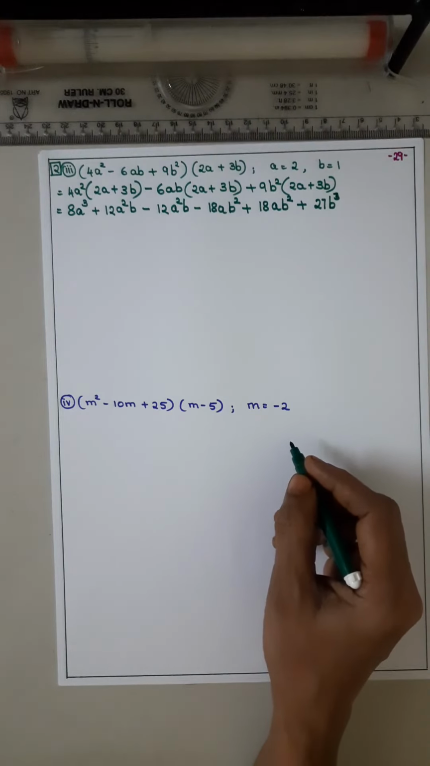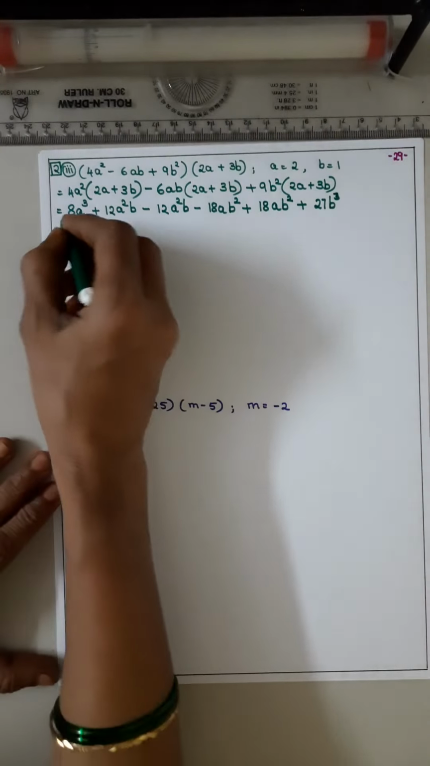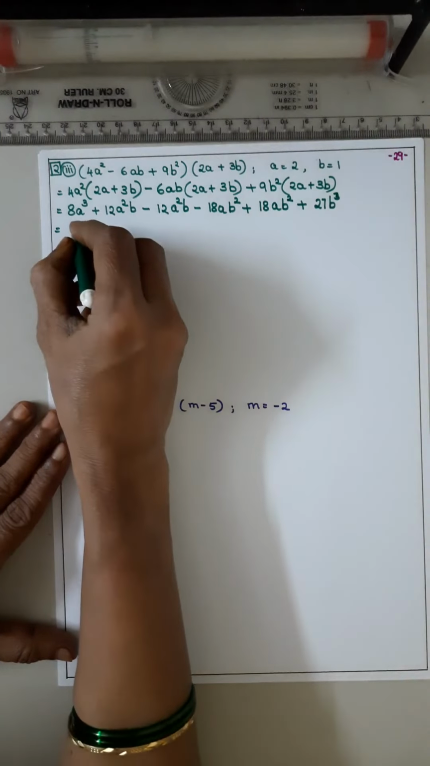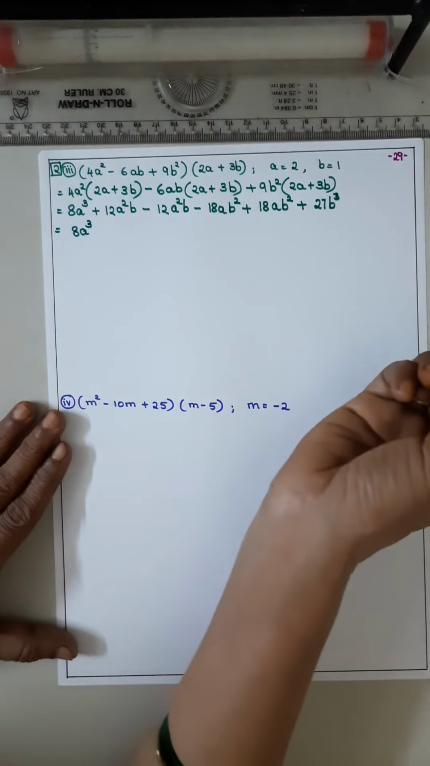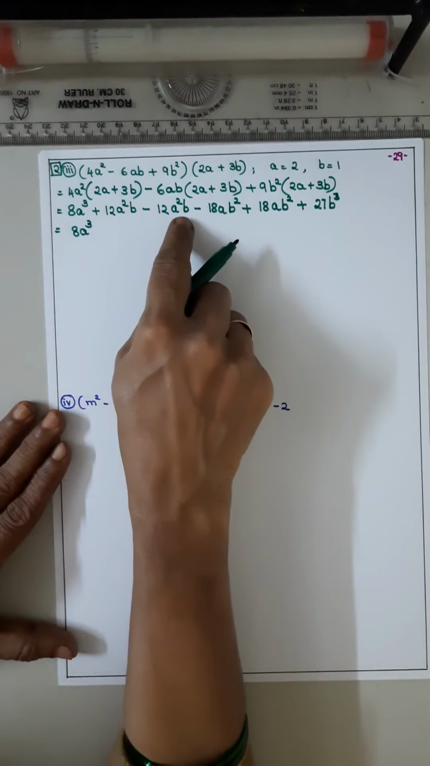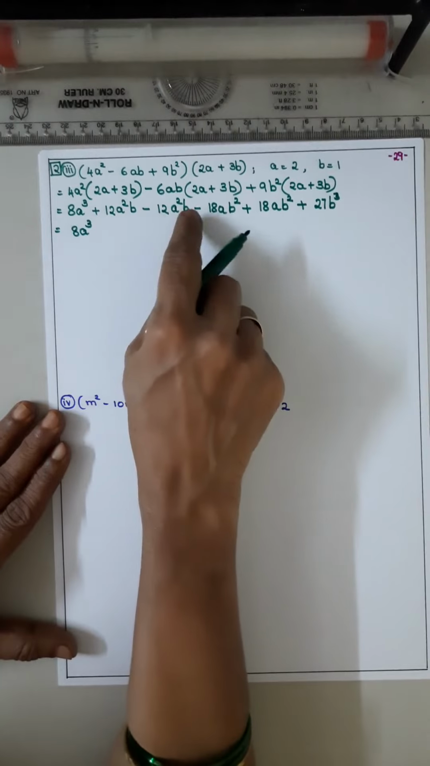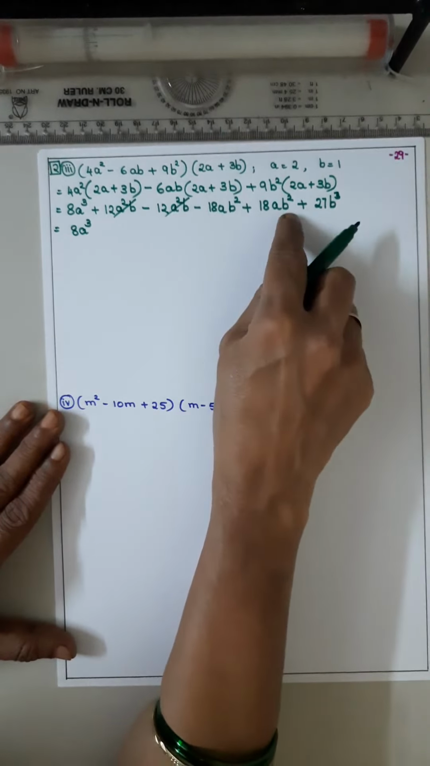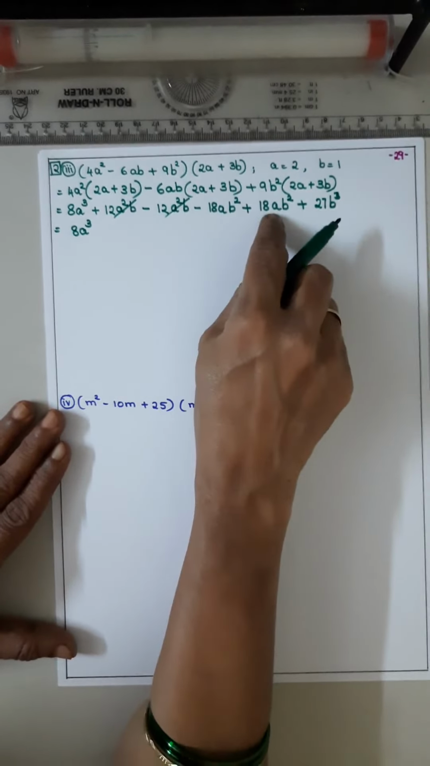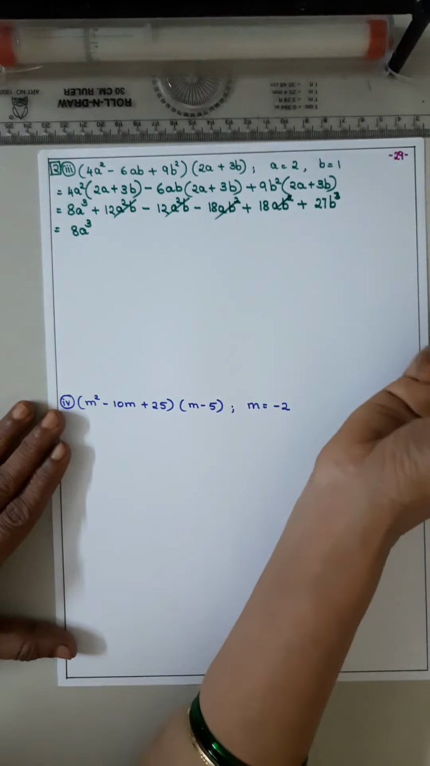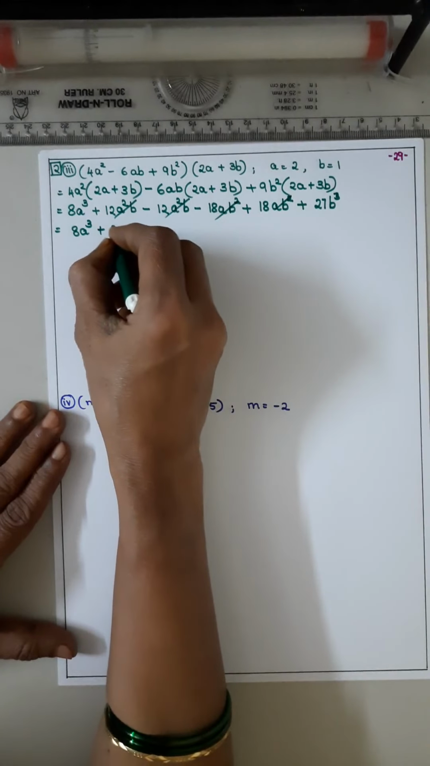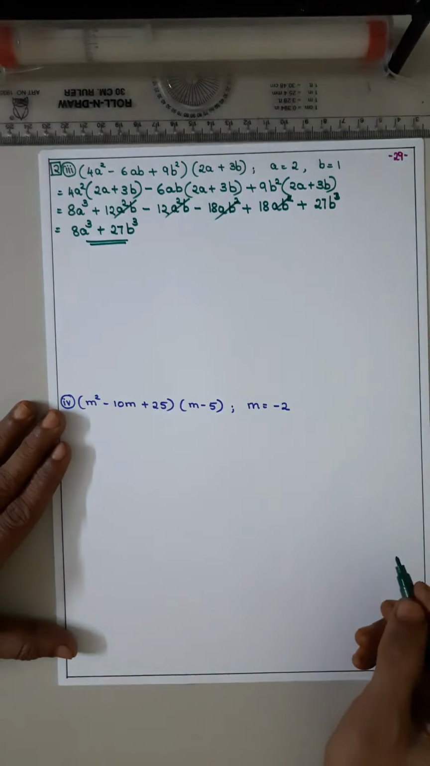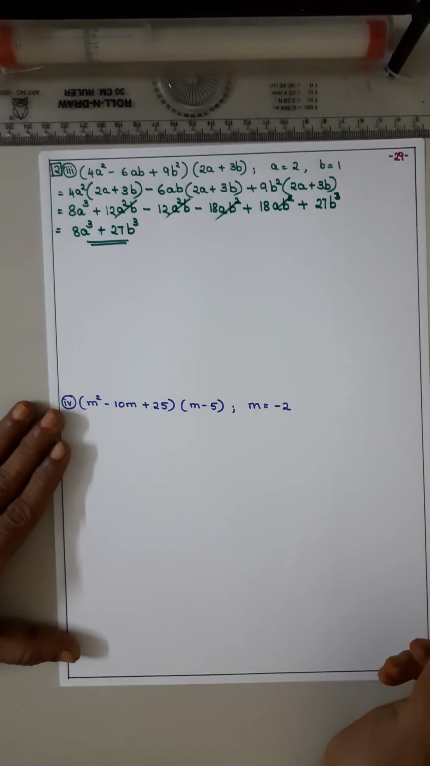Clear? Now it is 8a cube. A cube, nothing else is left. Now a squared b, plus 12 minus 12 cancelled. ab squared, minus 18 plus 18 again cancelled. So it is 27b cube. Answer is 8a cube plus 27b cube.